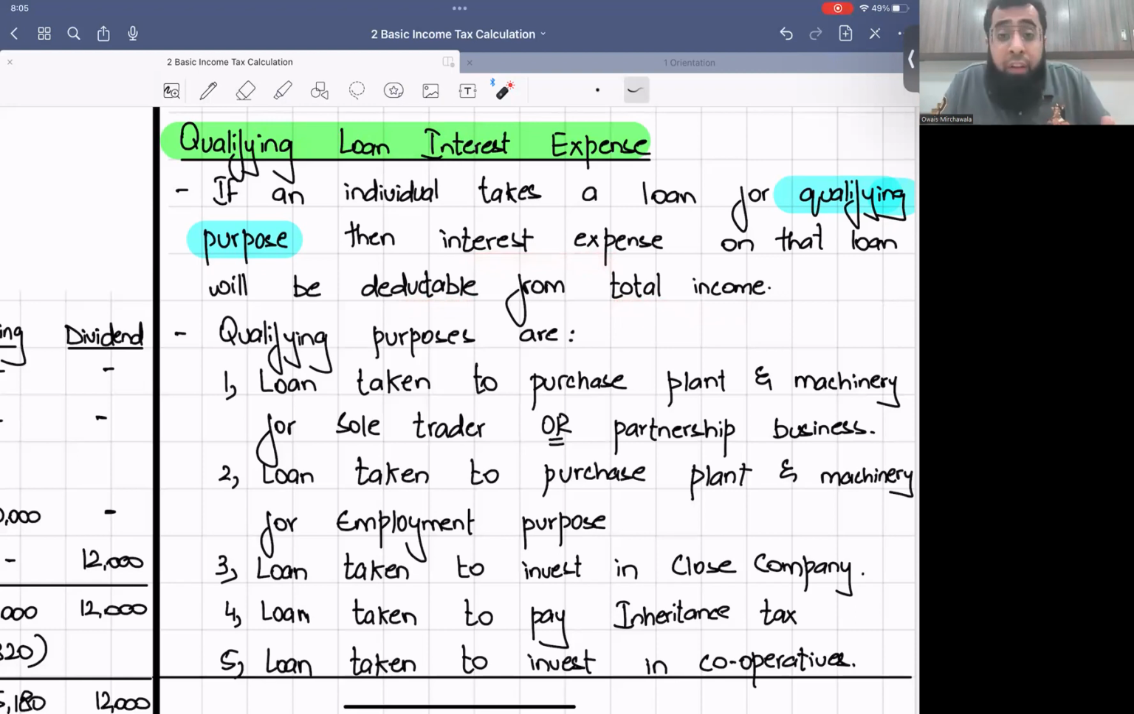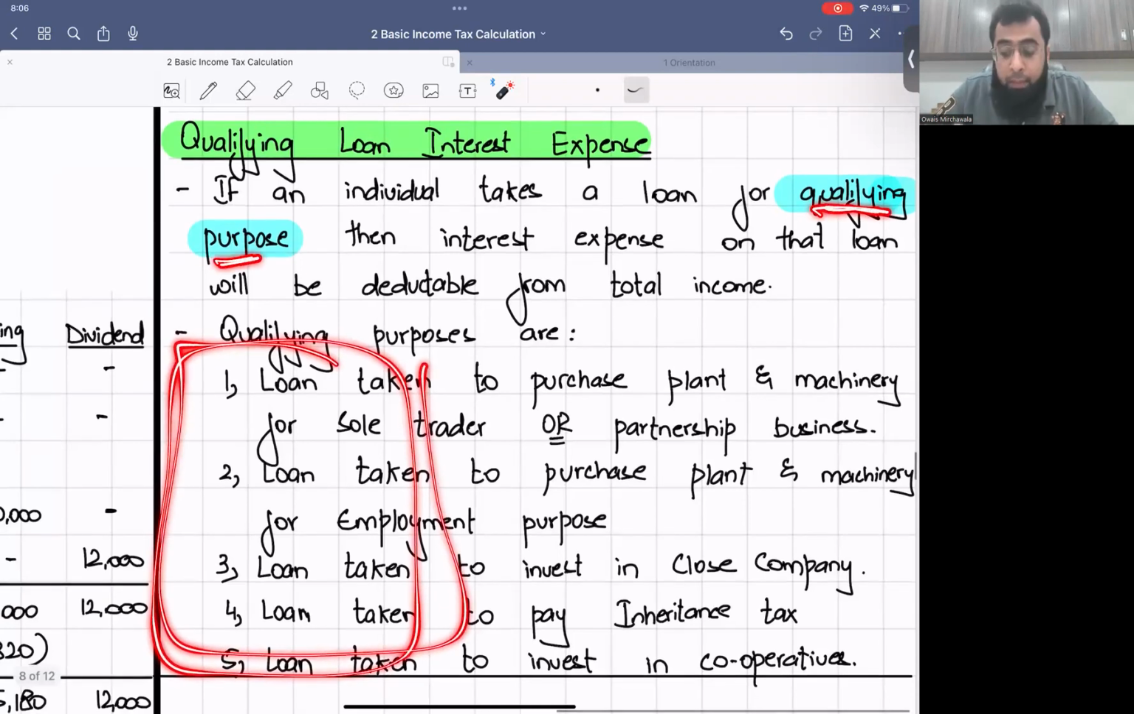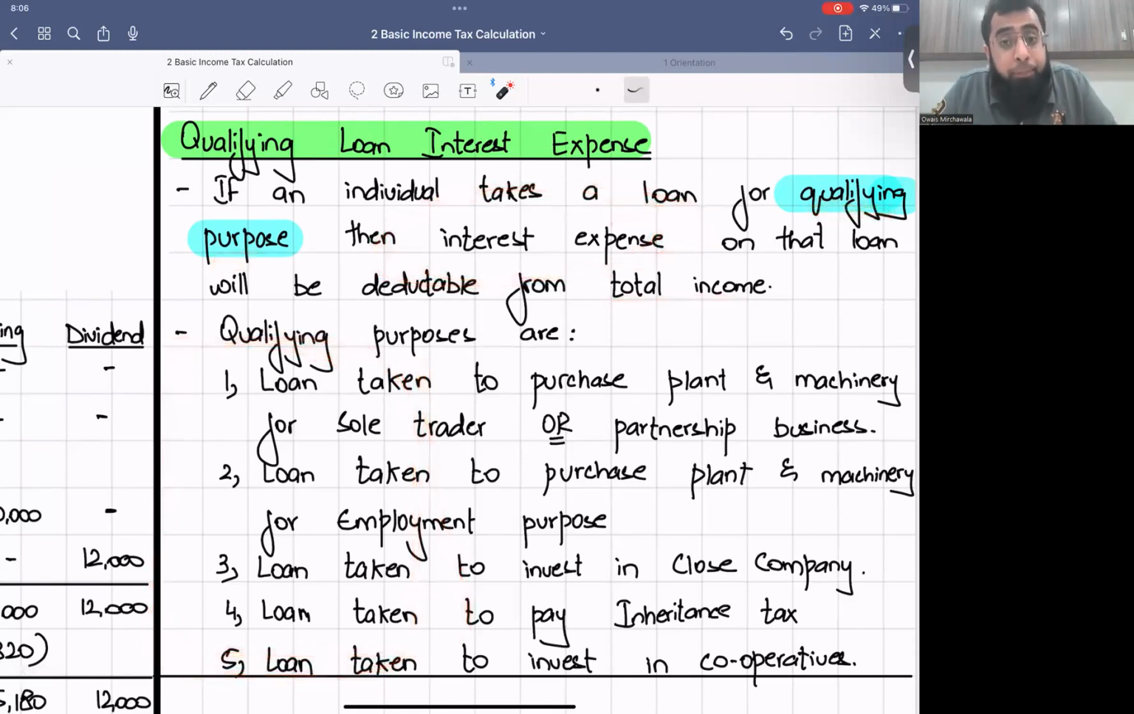Now, what are the qualifying purposes? A loan taken to purchase plant and machinery for a sole trader or partnership business, for employment purposes, to invest in a closed company, to pay inheritance tax, or to invest in a cooperative society which works for the benefit of members. If you take a loan for these purposes, it's a qualifying loan. The interest expense is deductible from total income.